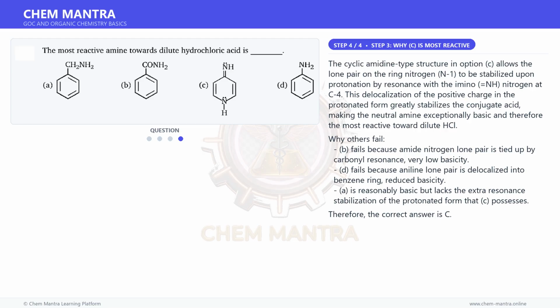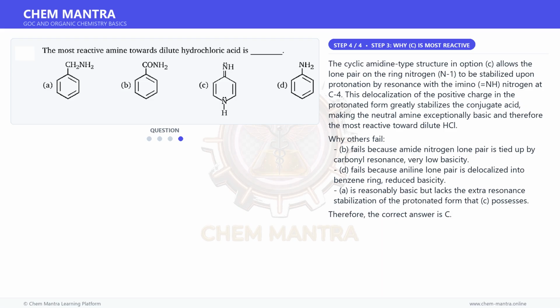The cyclic amidine type structure in option C allows the lone pair on the ring nitrogen, N1, to be stabilized upon protonation by resonance with the imino =NH nitrogen at C4. This delocalization of the positive charge in the protonated form greatly stabilizes the conjugate acid, making the neutral amine exceptionally basic and therefore the most reactive toward dilute HCl.